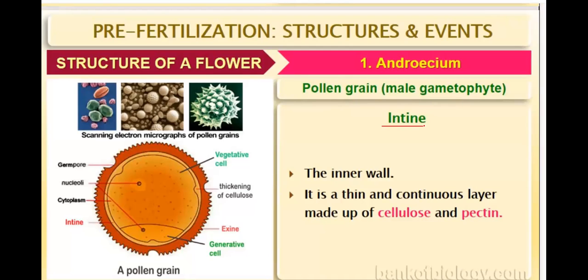Now we'll be discussing the intine. It is the inner wall. It is a thin and continuous layer. It is made of cellulose and pectin. The intine is not made up of sporopollenin; the exine is made up of sporopollenin. So what is the chemical nature of the intine? It is made up of cellulose and pectin. Cellulose is a carbohydrate. Pectin is a protein.